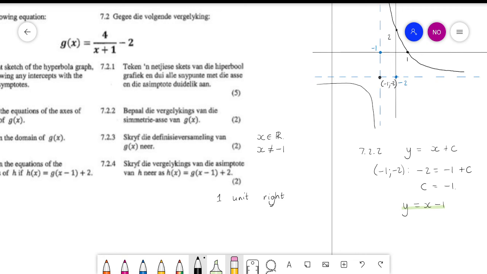So it's moving to the right and it's moving 2 units up.